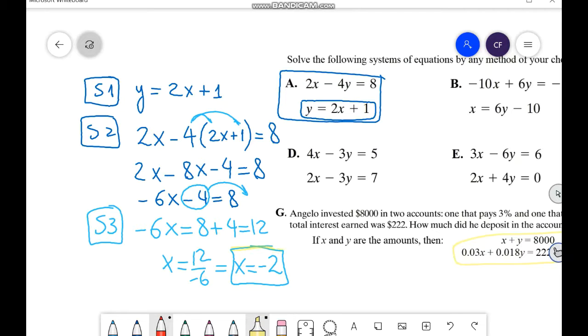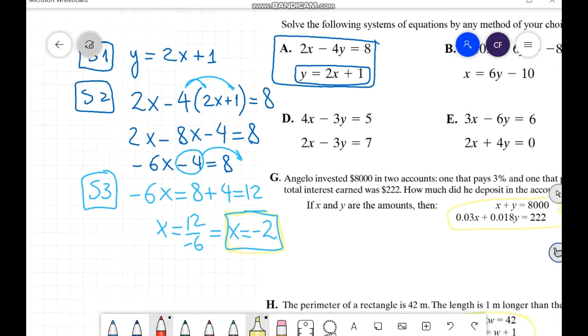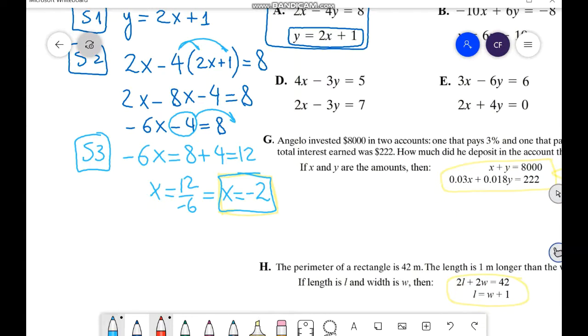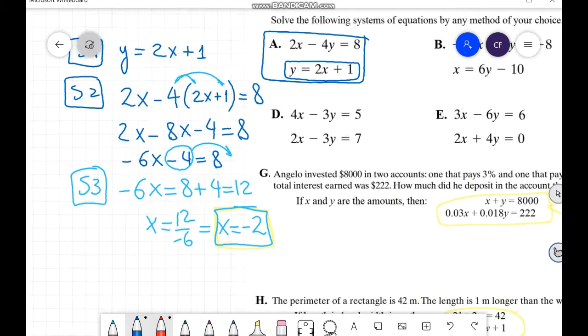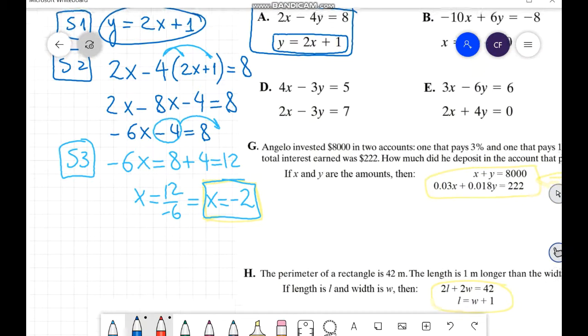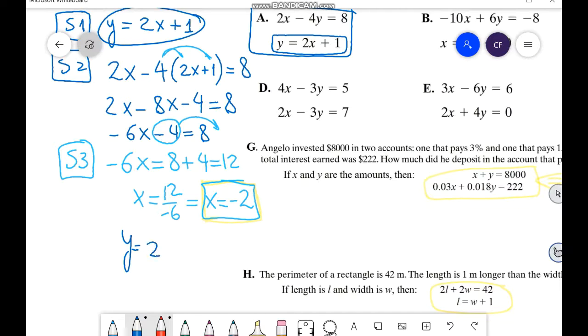Okay, -2. And y, let's check y. To find out y, you're going to plug in here. Look. y equals 2 times -2 plus 1. So y equals -3. The answer, -2 and -3. See, applying the substitution method or applying the graphing method, you're gonna have the same result, the same solution.